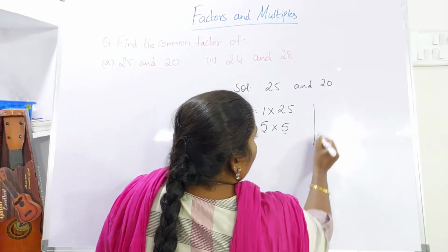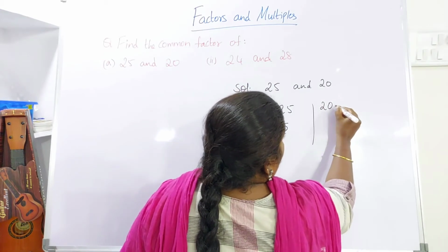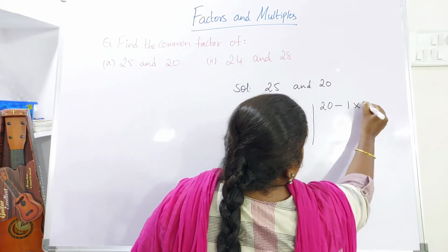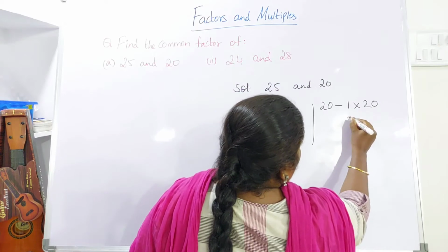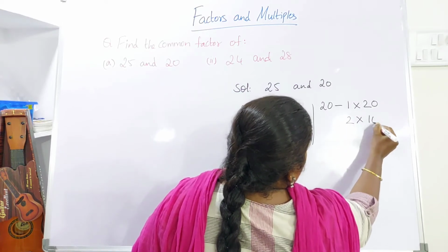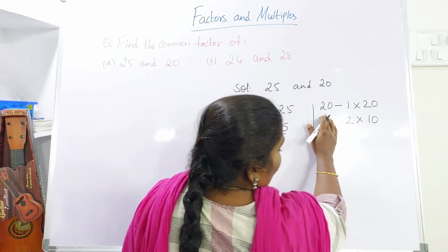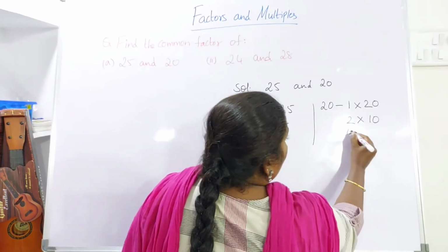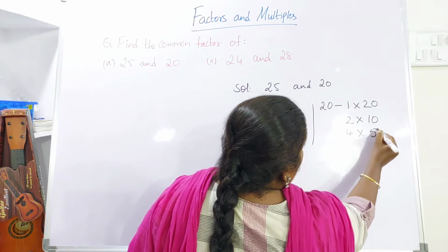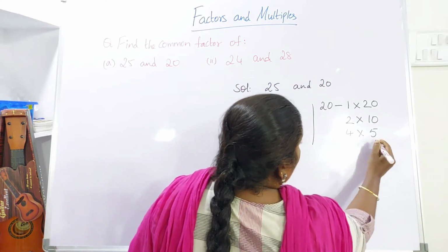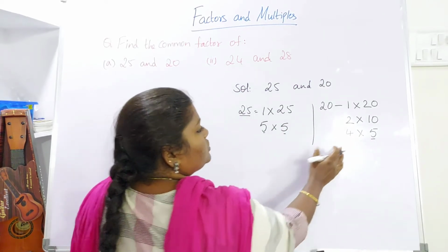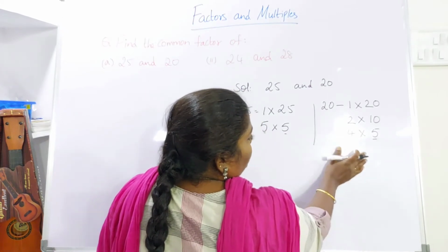So now let me write the factors of 20. 1 into 20. Next is 2. 2 into 10. Next is 3. So 3 is not a factor of 20. So next 4. 4 into 5. Now after 4 is 5, and 5 is already here. So you can stop your factors over here.